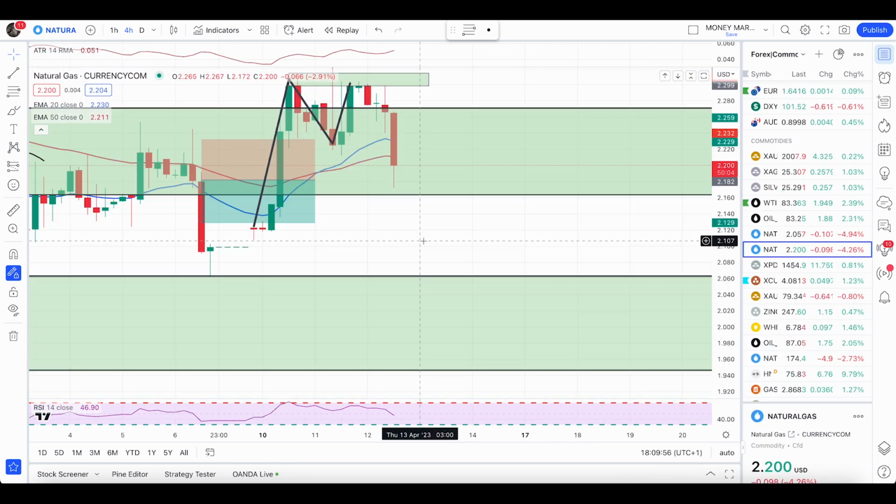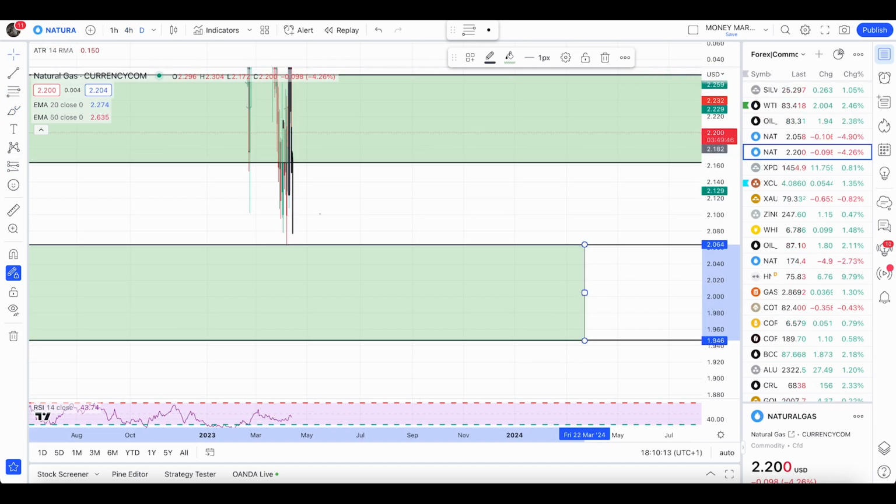Here on currency.com, I have just redone the zone. So if the price falls and keeps on falling down, the zone below is now 1.946 going up to 2.064. We have a new zone here.